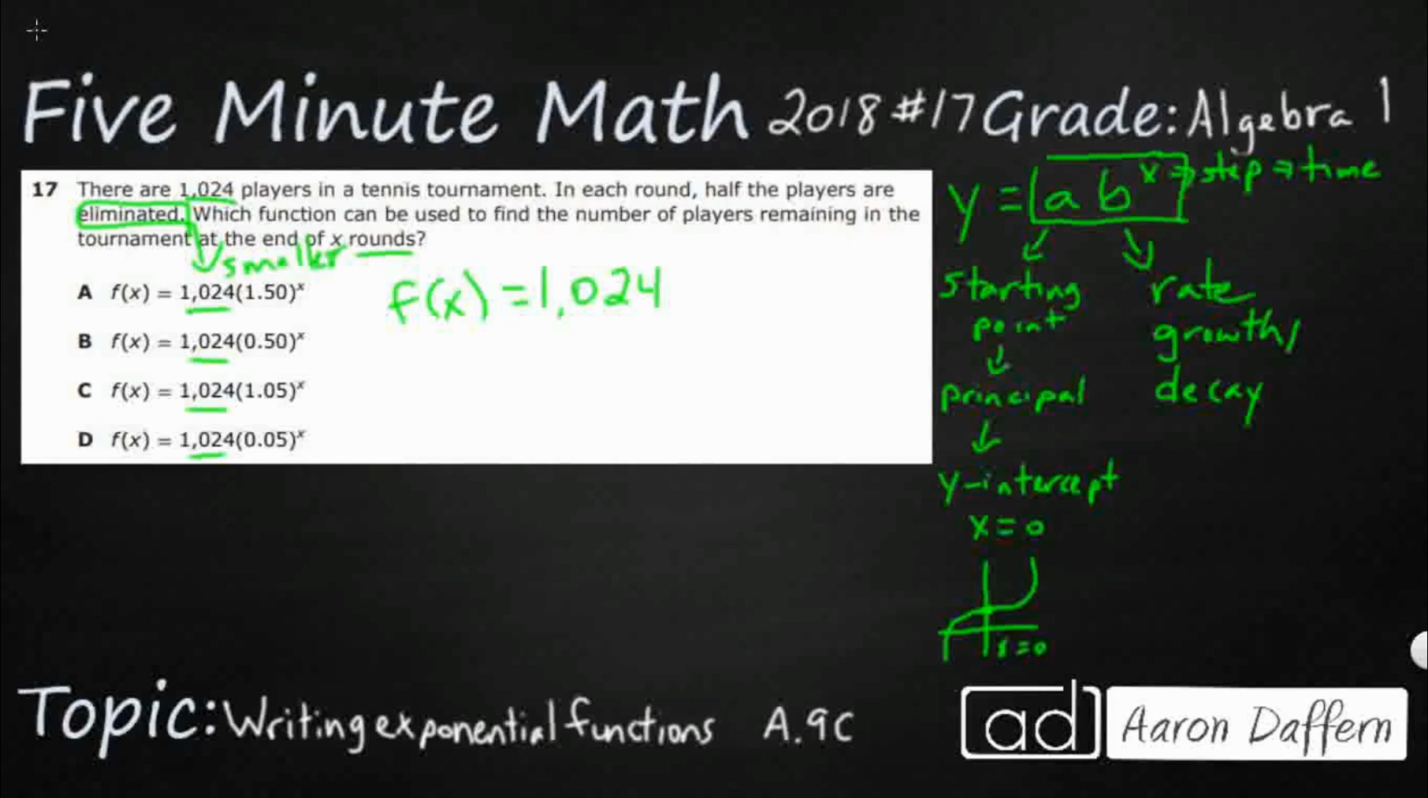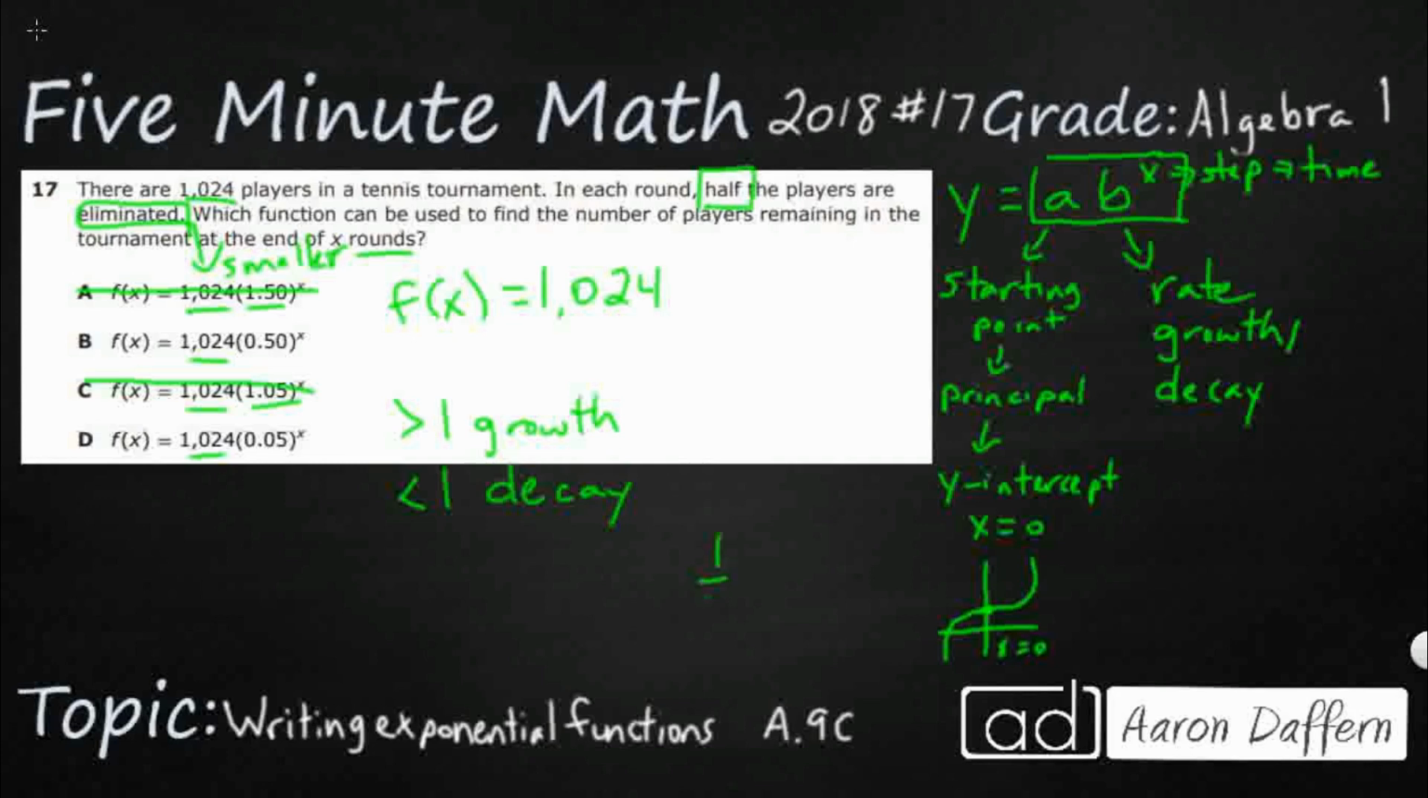And take a look at this. Since those are larger than 1, if b is greater than 1, it is actually a growth factor. You're increasing. If that b is less than 1, it's a decay factor. You are decreasing. And so we need a decay factor because if half the players are eliminated, it's getting smaller. So we're looking at 0.05 or just 0.5. What's the difference? Well, we're looking at half.